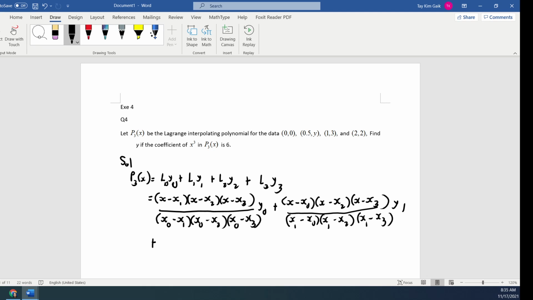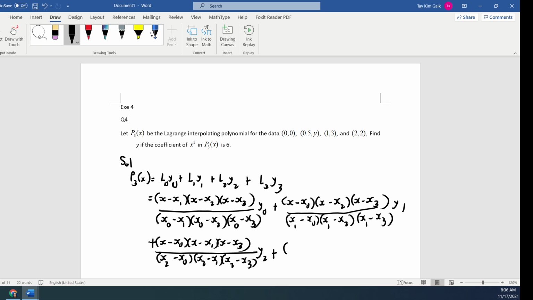Then you get the L2 formula. L2 will be x minus the points other than point 2, so x minus x0, x minus x1, x minus x3. And then in the denominator, replace x by x2: x2 minus x0, x2 minus x1, x2 minus x3, and then this is y2.